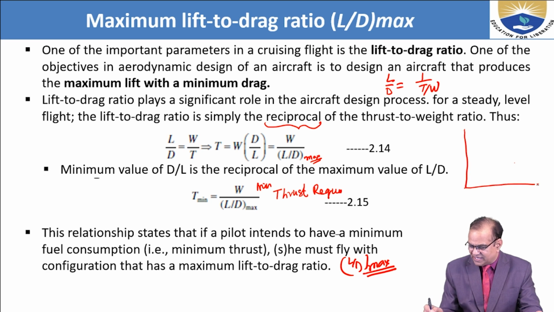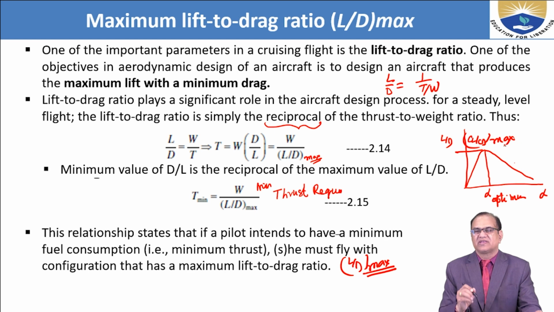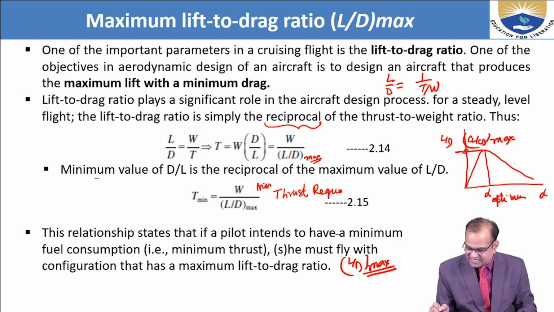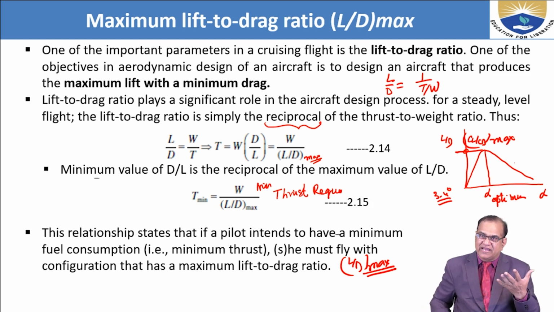I gave just now the example. This is the L by D or CL by CD, and this is the alpha, the angle of attack. This is the alpha optimum, and this is the CL by CD maximum. So, the pilot has to fly at this L by D ratio, and mostly it is 3 to 4 degree angle of attack. If the pilot is flying so that we get the maximum lift to drag ratio, the thrust required will be the minimum. So, fuel consumption will be minimum.